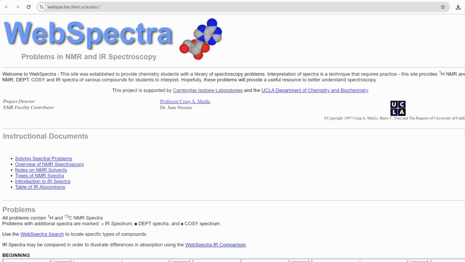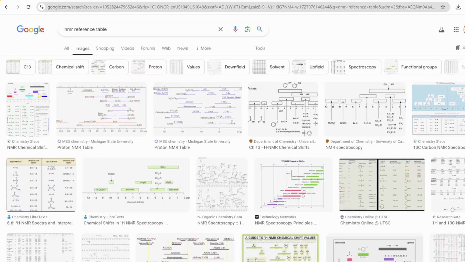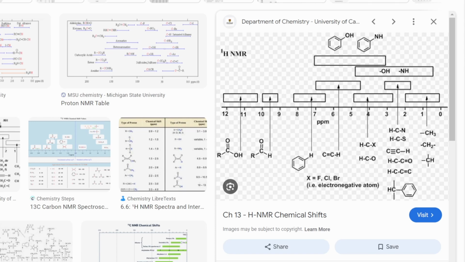If you are a student, your teacher most likely has already given you one. If you don't have one, a quick Google search for NMR reference table provides a lot of different options. Make sure that you find one that you are comfortable with and that you understand. I like this one from the University of Calgary because it shows the chemical structure associated with peaks in different positions, making it very clear to visualize what types of fragments could be involved.